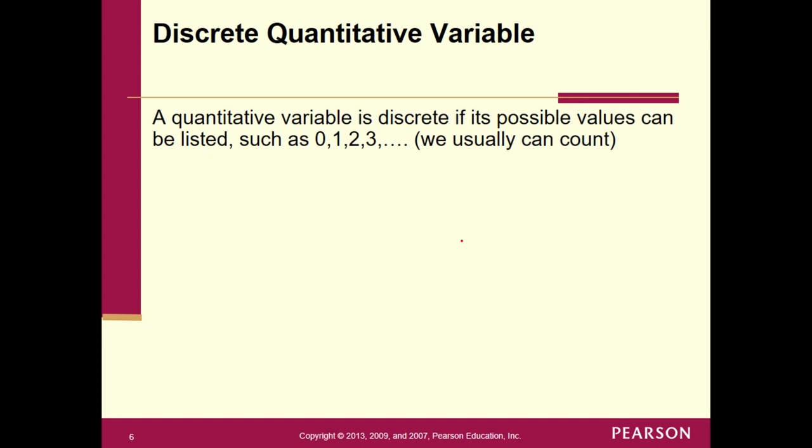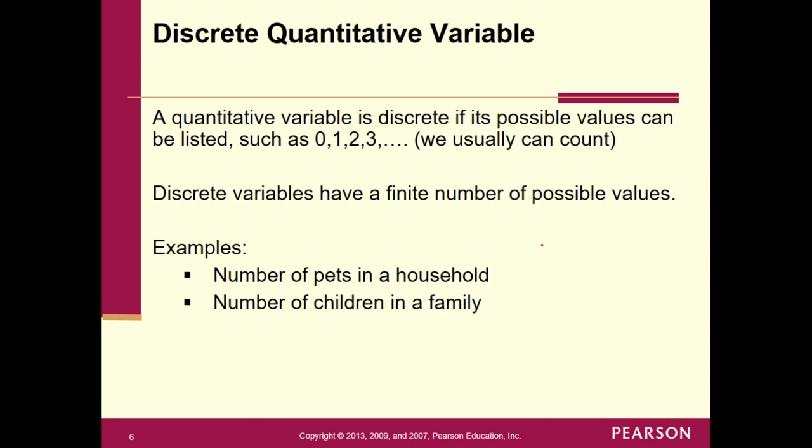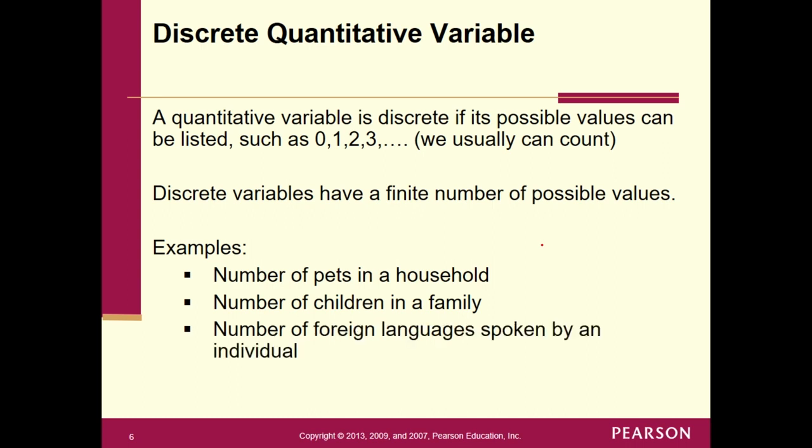How's that? So discrete variables have a finite number of possible values. Here I gave you some more examples. Number of pets in a household. So we can go to different households and say, okay, how many pets you got? Number of children in the family. So we can ask a family how many children there are in the family, and go to different families. And so notice it's a variable. It's going to change from family to family. Number of foreign languages spoken by an individual, and so on and so forth.